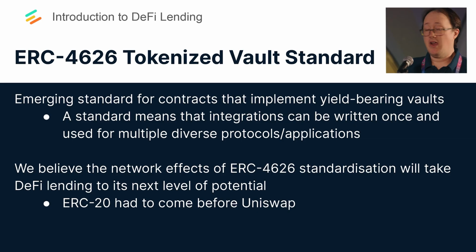Just because of network effects, right? And one thing I'd like to say is that ERC-20 had to come before Uniswap. Before you could have something like Uniswap, a good application, you need a standard that all these tokens can kind of agree on, right? And we think 4626 has the potential to do that for lending markets.